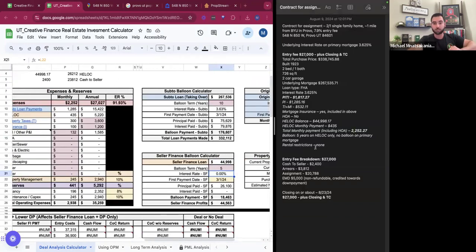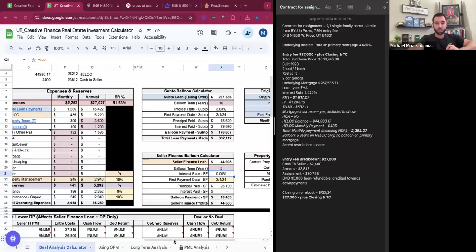No rental restrictions, which is great. It means you can short-term rent it, mid-term rent it, whatever you want. Typically, you're only going to have rental restrictions if there's an HOA. Because this house is so small, and like I said, long-term, mid-term, short-term are the only viable exits I see.